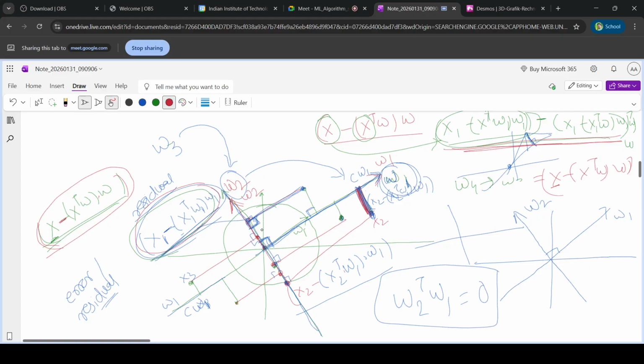You can't visualize this line, but the next line w3 is also perpendicular to w1 and w2. They are perpendicular. Maybe I can't draw it, maybe a vertical 3D, imagine something where all of them are perpendicular to each other, all of them are orthonormal. Okay, these lines are orthonormal.